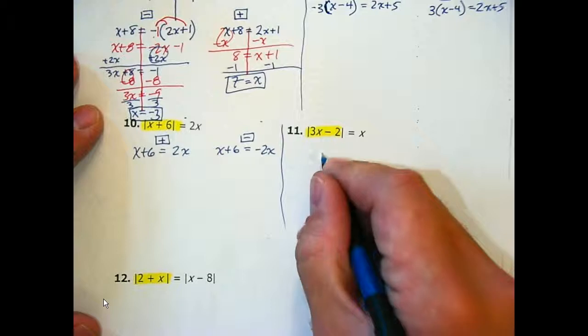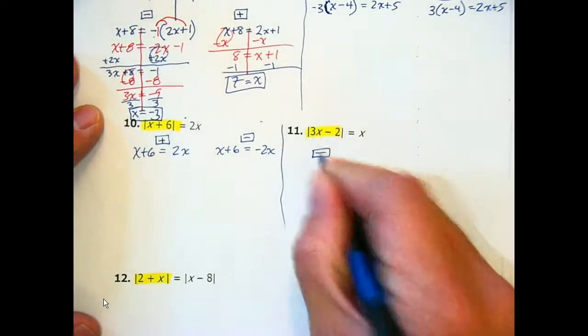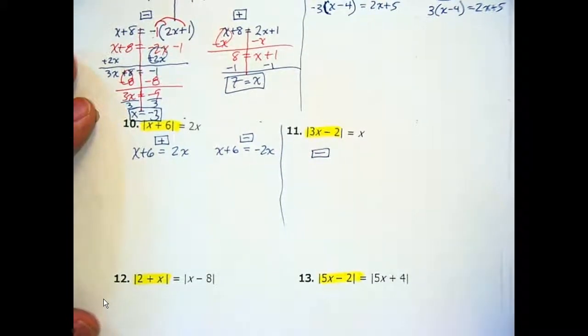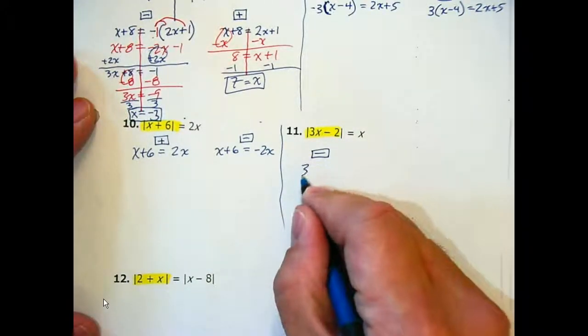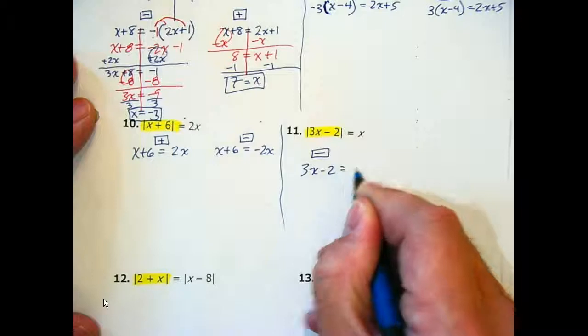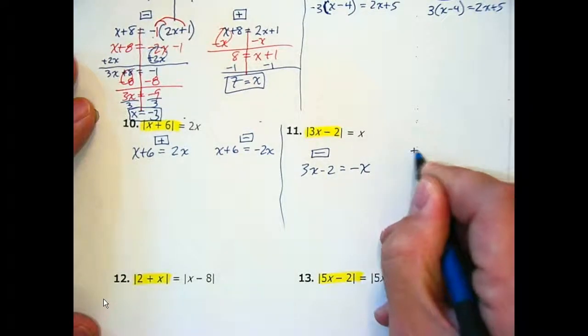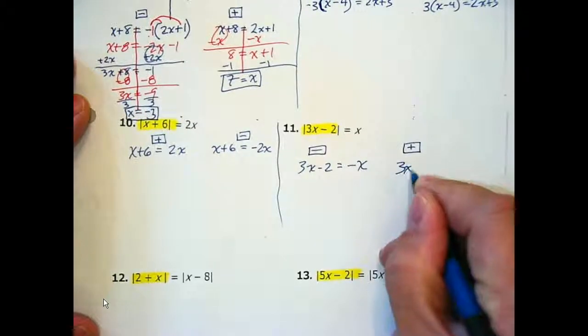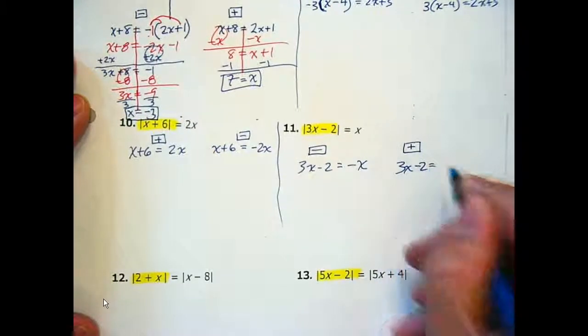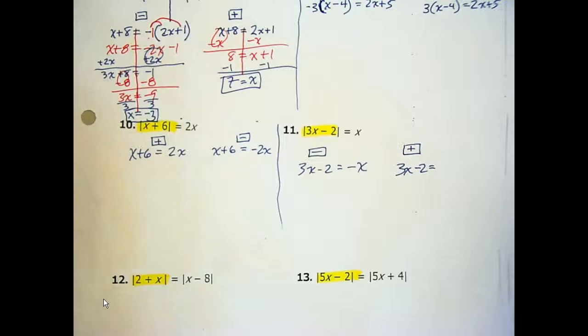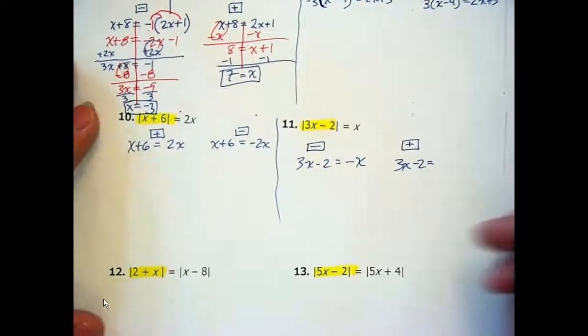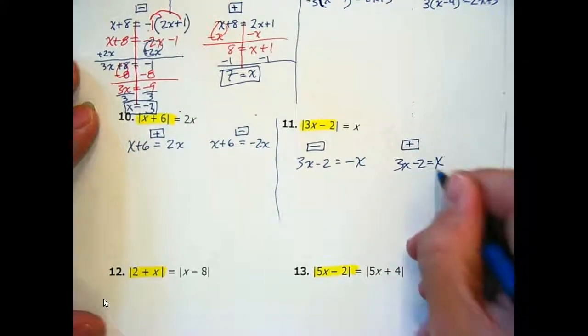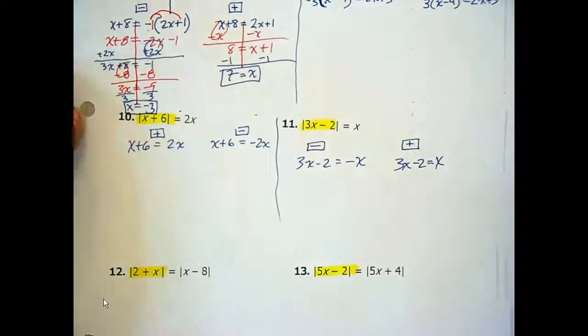All right. Negative case. Quentin, what do you got? Negative case, 11. Good job. Well done. Okay. Positive case. Tyler, what do you got? 3x minus 2. Okay, 3x minus 2 equals what? X. Well done. Very good job. Okay, and then solving from there.